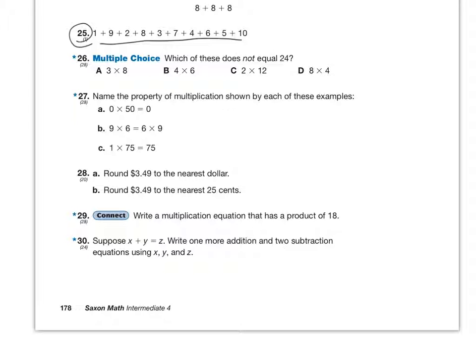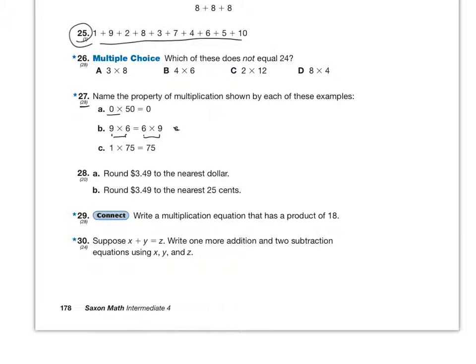Some good multiplication practice. And this is some review information. The 0 property, we just covered it at the beginning of this lesson too, as a review. And then just name the property of multiplication shown in each of these. I just told you what it was. It's the 0 property. And if we move one thing, what happened here? The 6 changed places with the 9, right?